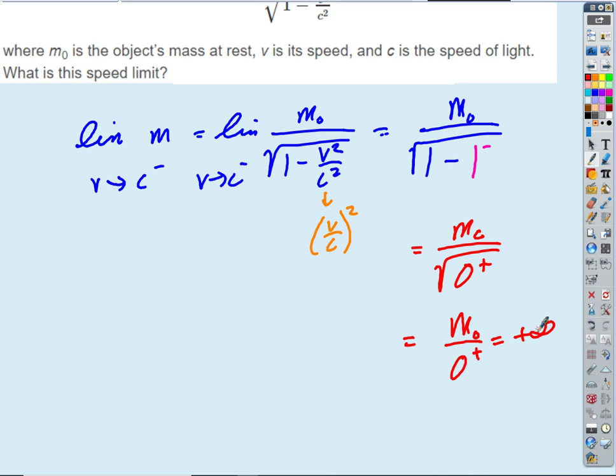So what's the problem? Why can't any object travel at the speed of light? Any object that has mass, that has rest mass? It can't. Yeah, because you can't push an object that has infinite mass. It would require infinite energy to make that particle go close to the speed of light, right?